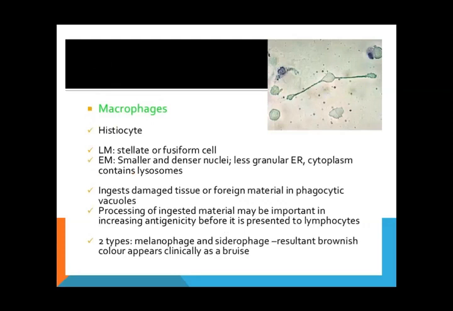Macrophages, histiocytes, interstitial fusiform cells, with smaller and denser nuclei and less granular endoplasmic reticulum. Cytoplasm contains lysosomes. They ingest damaged tissue or foreign material in phagocytic vacuoles. Processing of ingested material may be important in increasing antigenicity before it is presented to lymphocytes. Two types: melanophage and cytophage. The resultant brownish color appears clinically as amalgam tattoo.